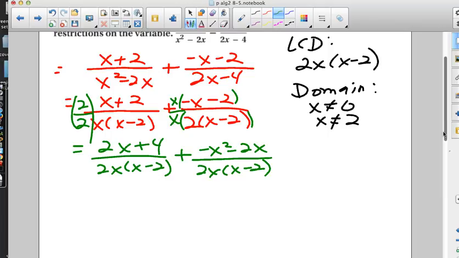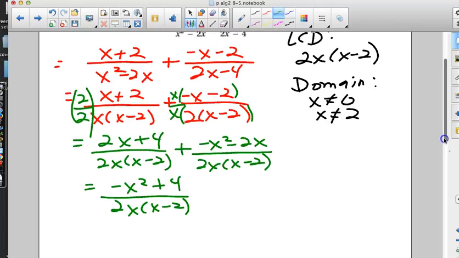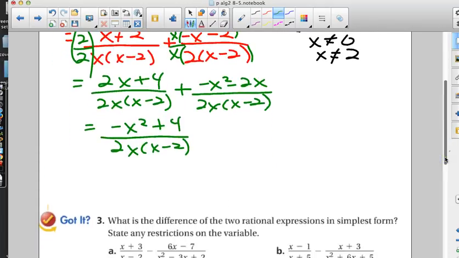Now, let's see what kind of a mess we have now that we can actually do that addition. Well, we have a -x squared back there. 2x minus 2x. That's kind of nice. It's gone. Plus 4 over 2x times x minus 2. Again, no new restrictions on the domain. If we did our job right with the LCD, we should be done with that part. But we might not be done with this problem. Because last step when we add and subtract is to factor the numerator and see is there anything we can cancel. Now Eli was a little ahead of the game.